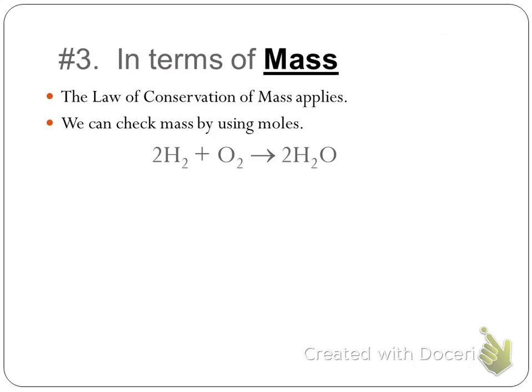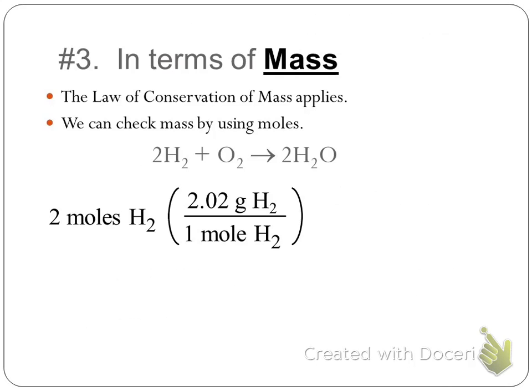So, using the example of 2 moles of hydrogen plus 1 mole of oxygen producing 2 moles of water, I have to do a couple of quick mole conversions. So, 2 moles of hydrogen gas, and I just set up my table like normal. 2.02 grams of hydrogen are on top, so I'm just going to multiply what's on top and come out with 4.04 grams.